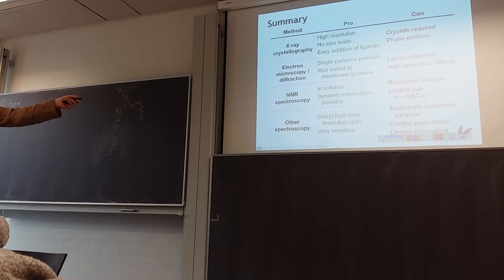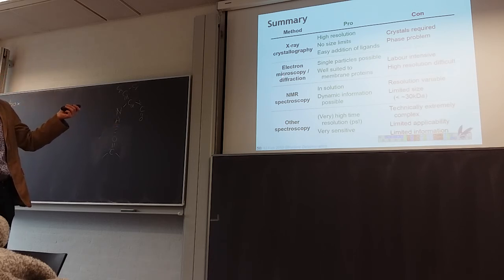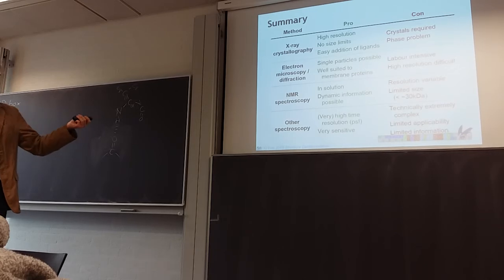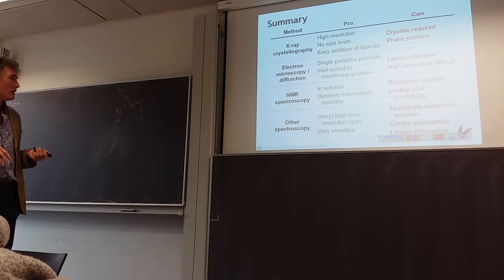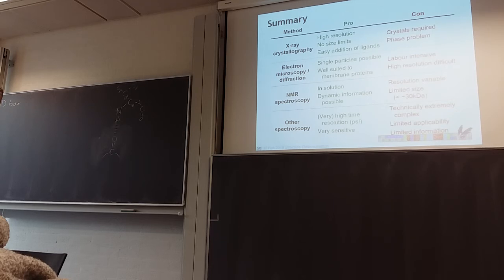Crystallography, which is high resolution, basically no size limits, although big complexes don't crystallize easily. Electron microscopy does single particles, and works well for membranes. NMR works in solution. You can get information on dynamics. And the other spectroscopy methods can do very, very short time resolutions. And they can be very sensitive, but only to particular details. You can't really get enough data to solve the whole detail of your protein structure, just a few distances or a few things. With that, I'm done for today with you, at least for the lecture side.